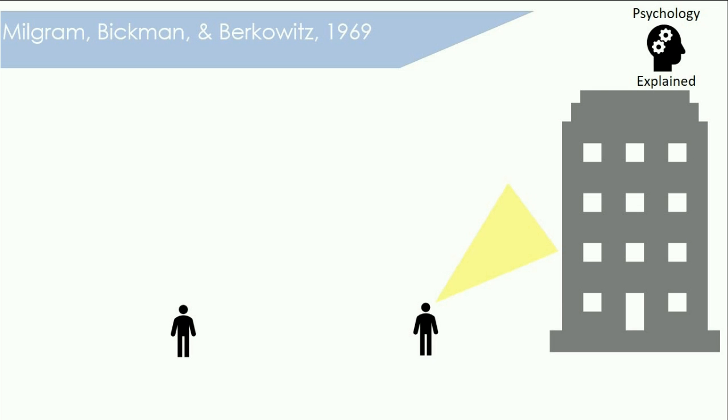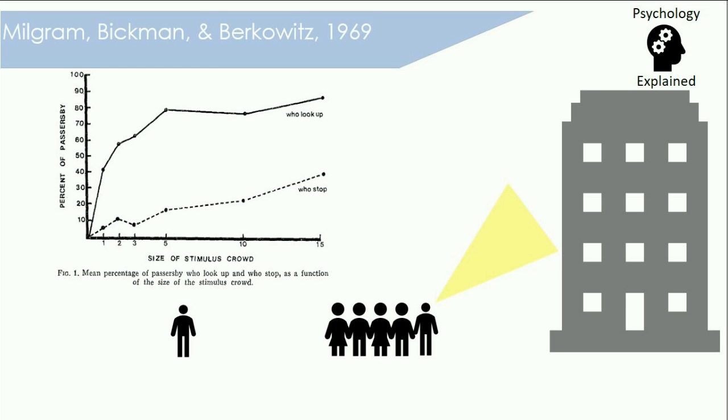They increased the number of those in the group who were looking up at the building to see the effect that it had. As you can see, as the number of people increased, so did the number of those looking and stopping. Notice again the psychosocial law. 3 people saw the numbers stopping jump to about 60%, whereas adding a further 12 people only added about another 30% to those who stopped. The earlier people had more of an impact.